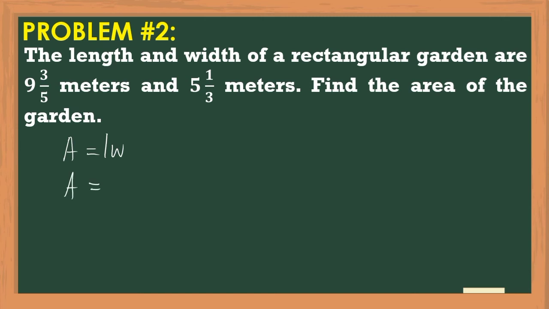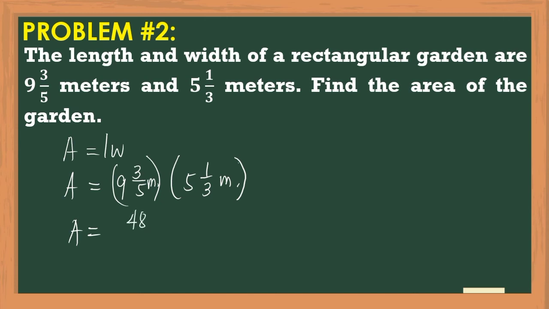So yung length po niya, 9 and 3/5. And then, yung kanya namang width, 5 and 1/3. So, we cannot multiply mixed numbers nang hindi sila pinapalitan as improper fractions. So, ang mangyayari, 9 and 3/5, i-change natin sa improper fraction. So, 5 times 9, that is 45, plus 3, it will become 48 over 5. Next, 5 and 1/3 will become 16 over 3.